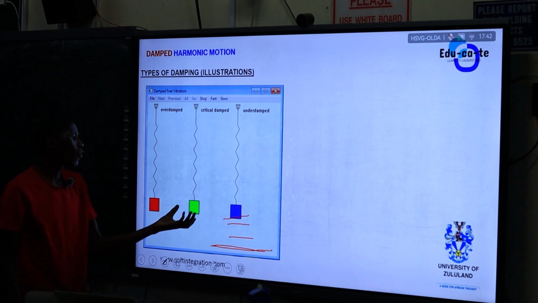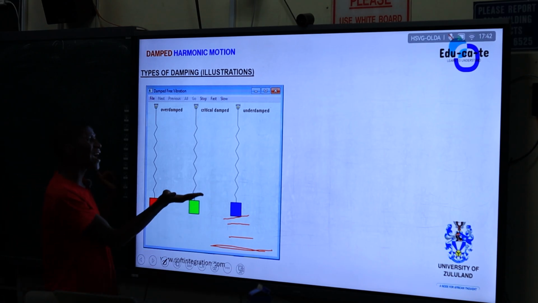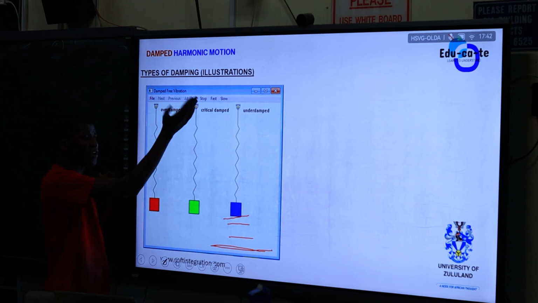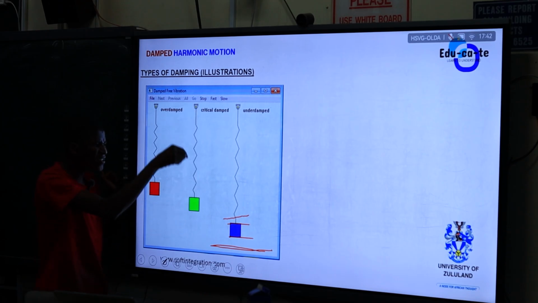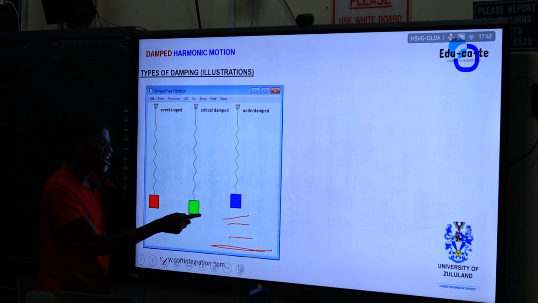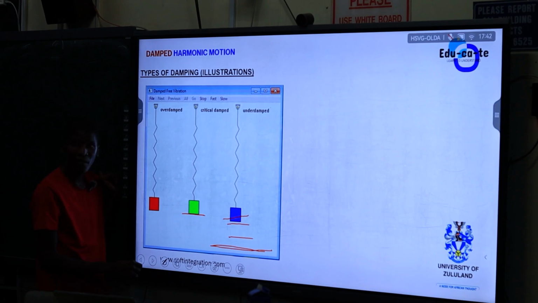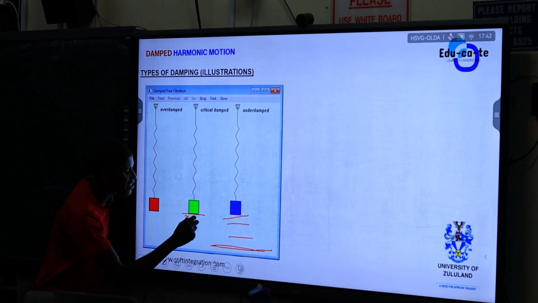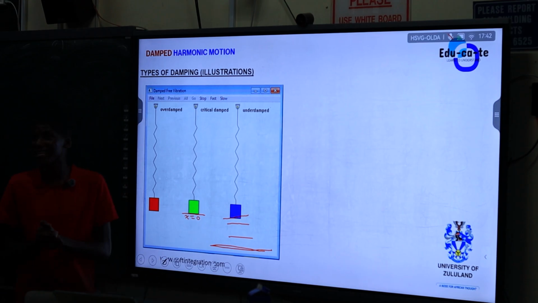So basically, when I oscillate, okay, this time I compressed it. When I compress it with critical damping, it doesn't oscillate. It just returns to its equilibrium position. So this is its equilibrium position, x equals 0 meters.